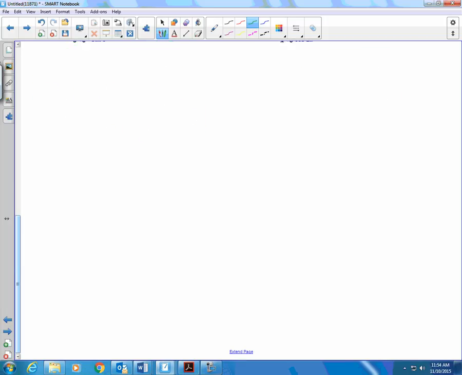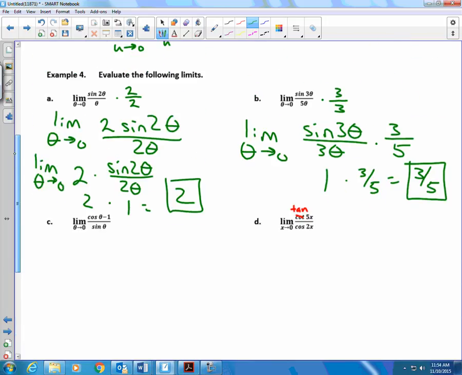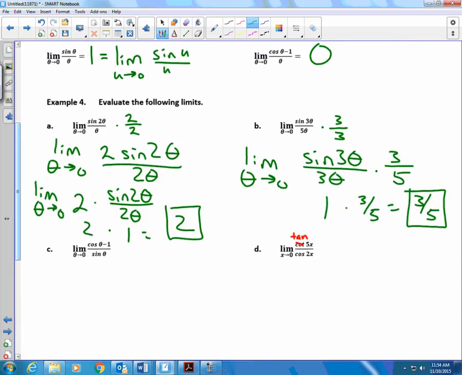What's different about C? A sine in the bottom. And it's interesting to note that the limit as theta goes to 0 of theta over sine of theta is also equal to 1. The reciprocal values work out as well. Okay.